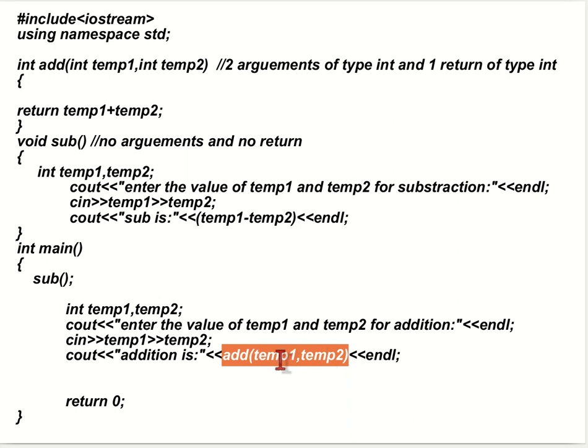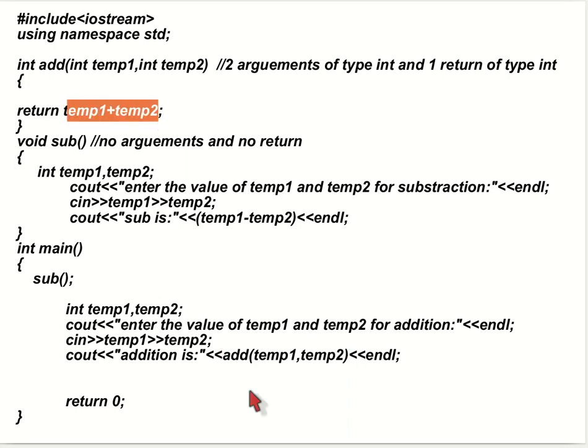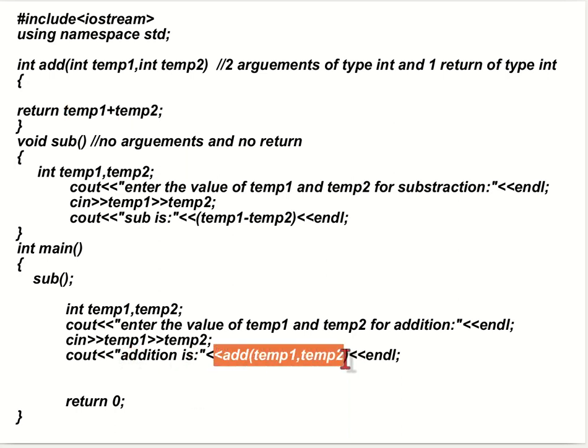A copy of this temp1 will be copied to this parameter, and it is returning temp1 plus temp2. So the added value will be returned, and this entire call will be replaced with the evaluated return value. It will be printing the addition, whatever the sum of the two numbers. Okay, I hope you understood this clearly.